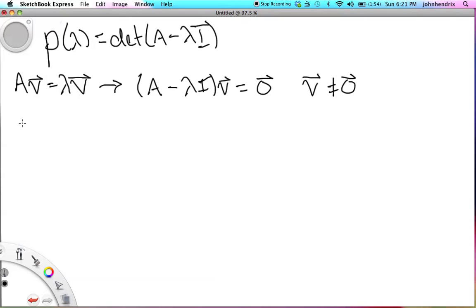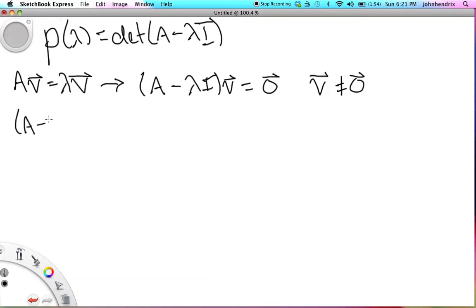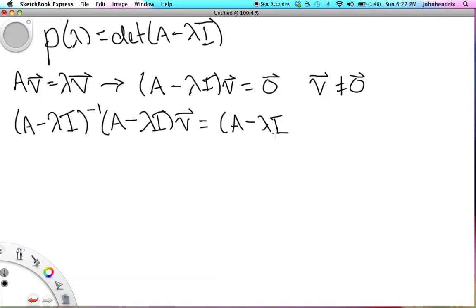Well, if it is invertible, then I can multiply its inverse on both sides. So that would give me A minus lambda I inverse times A minus lambda I, and then that times v is equal to A minus lambda I inverse times the 0 vector. Now anything times the 0 vector is just going to be 0. Likewise, any inverse times itself is going to then be 1. So if this thing is invertible, we actually get that trivial solution that we do not want.